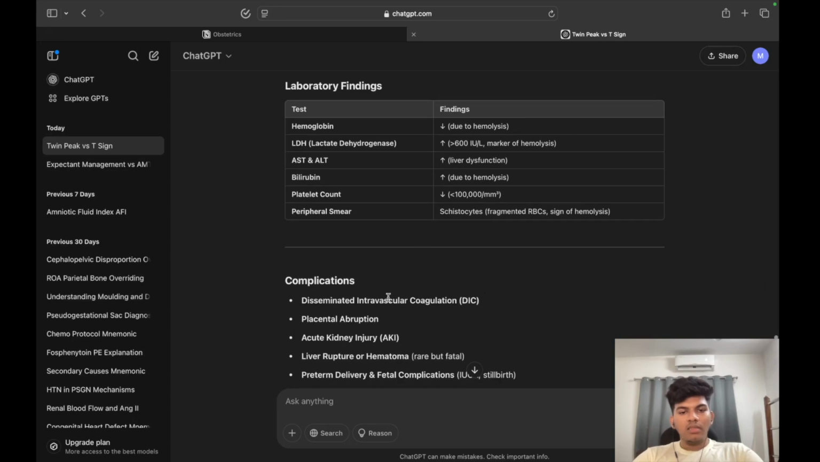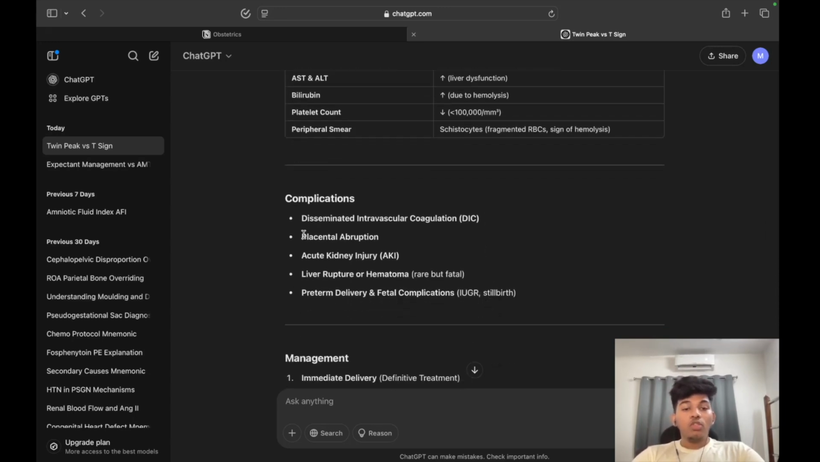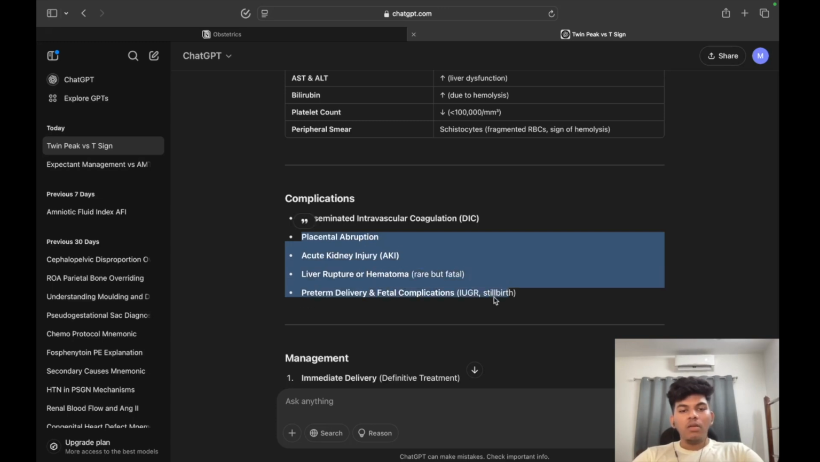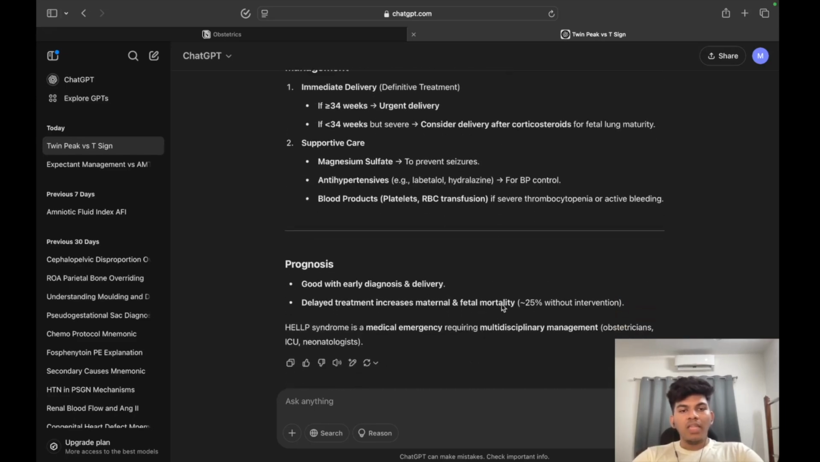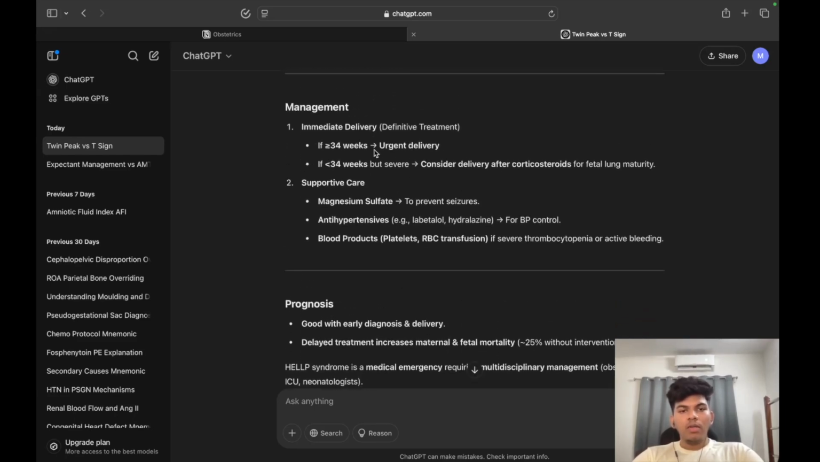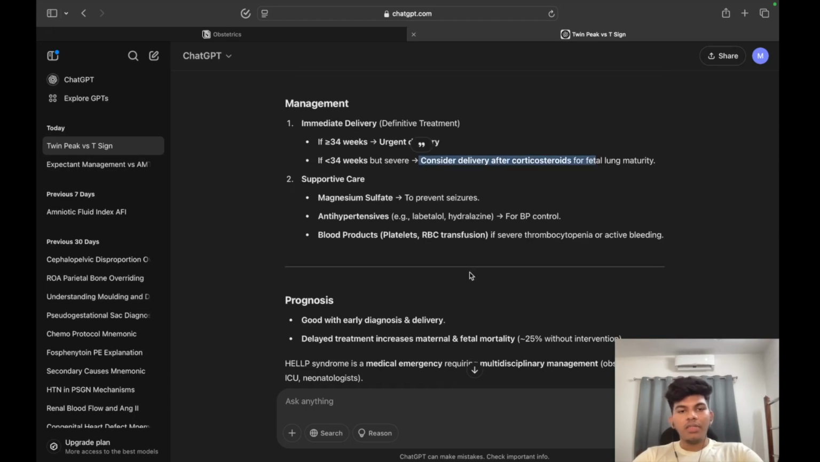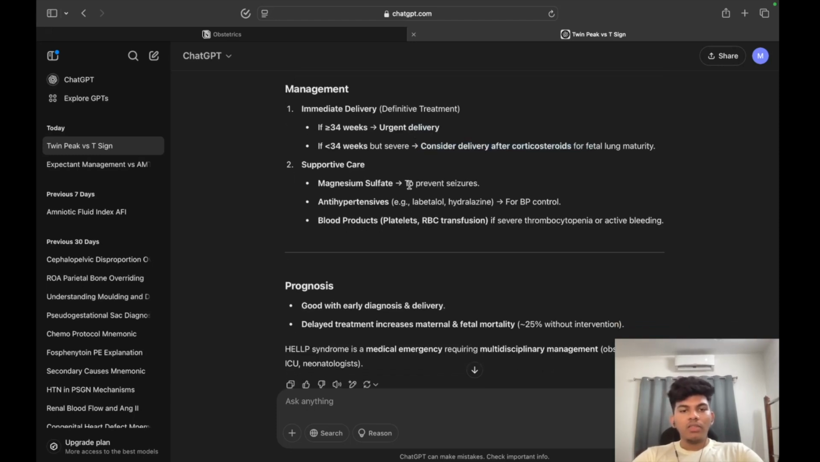So, DIC, see, it is mentioned here. Placental abruption, AKI, liver rupture, hematoma, preterm delivery and fetal complications could be possible complications. So, management for this particular HELLP: urgent delivery at greater than 34 weeks of gestation, and for less than 34 weeks, consider delivery after corticosteroid treatment. And then we can also give magnesium sulfate, which we are going to look at in the eclampsia section.